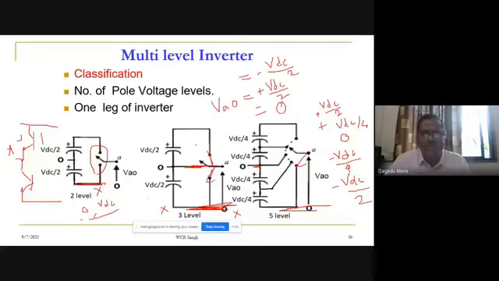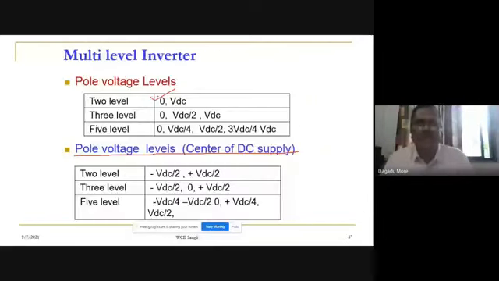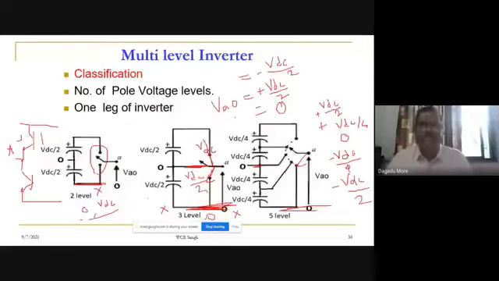So here we are getting VDC in the first case, VDC by 2 in the second, and 0 in the third. So these are the 3 levels. In this case, if you lower the reference point, it is 0, VDC by 2, and VDC. Then in case of 5 level, you will get plus VDC.